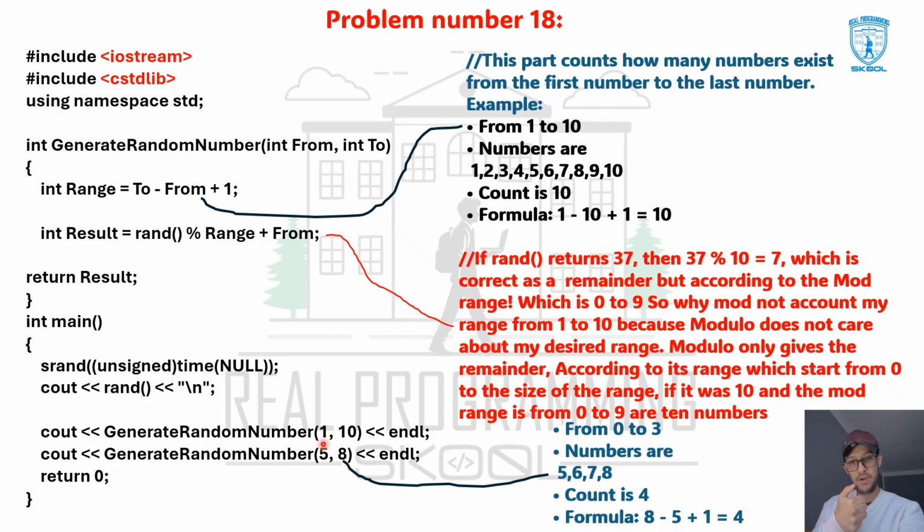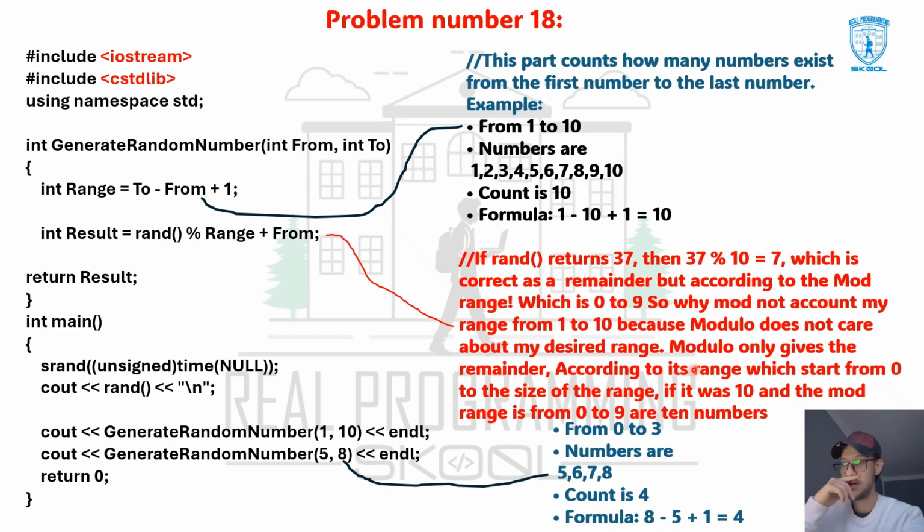My start point from 1. So the start point of my range is 1, not 0. But the modulo has its own range starting from 0, which means it will return a wrong remainder, a wrong random number. Because modulo, I write it here for you, doesn't care about my desired range.